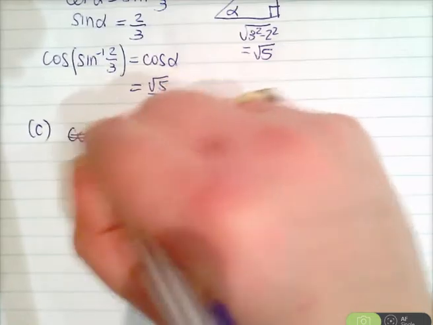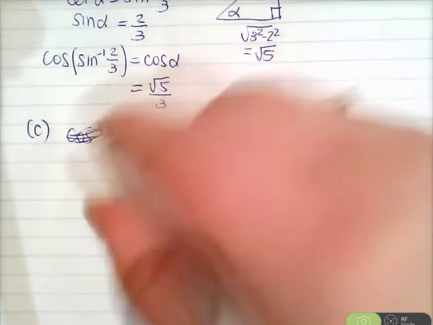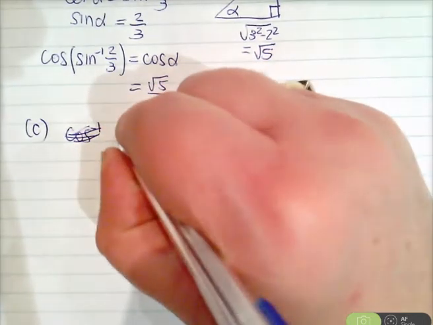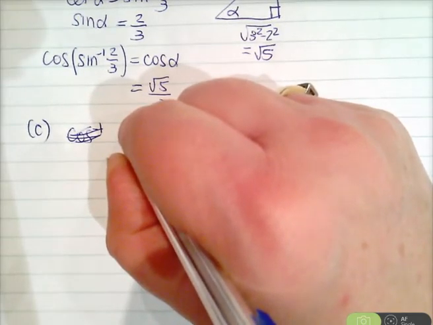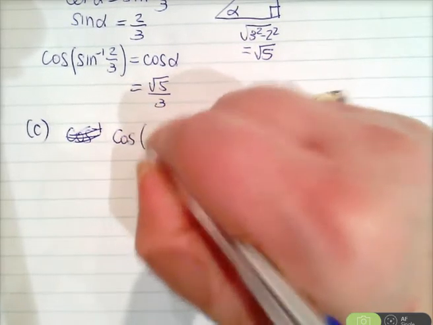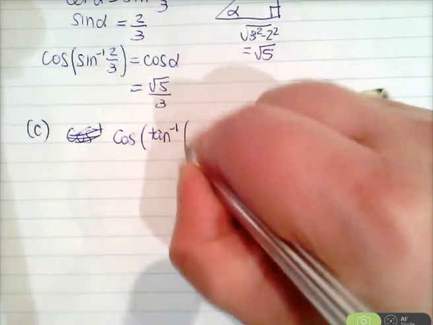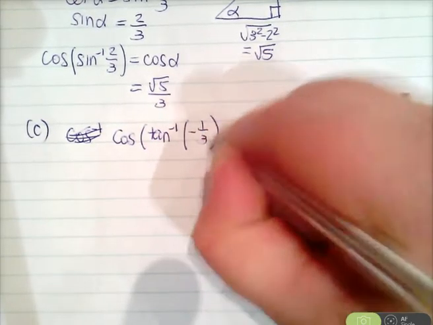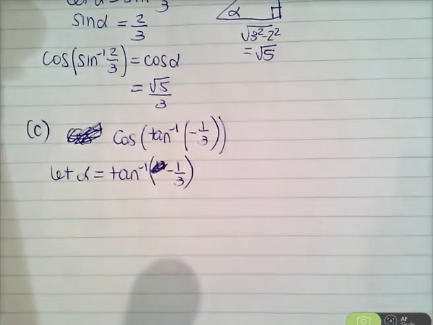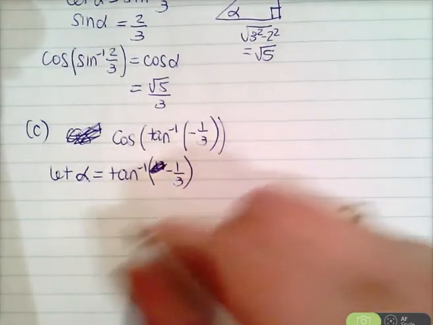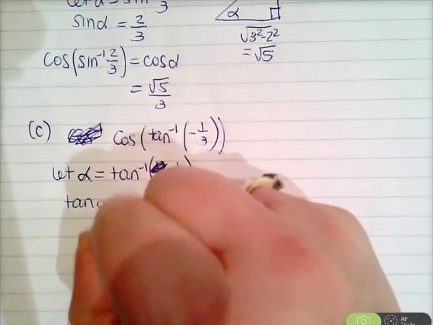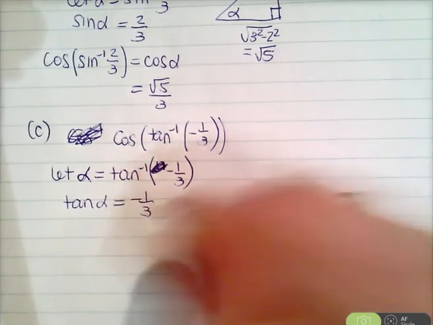Now, I'm just going to do another one, but we're going to have a negative this time, okay? So I want you to find the cos of tan to the minus 1 of negative 1/3. So we're going to let alpha equal tan to the minus 1 of negative 1/3, which means that the tan of alpha is negative 1/3.